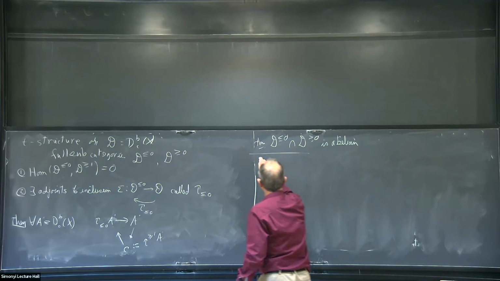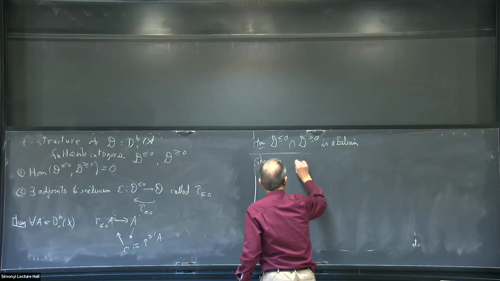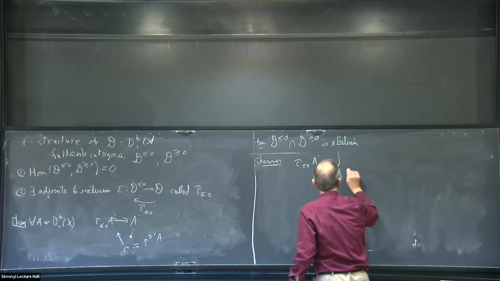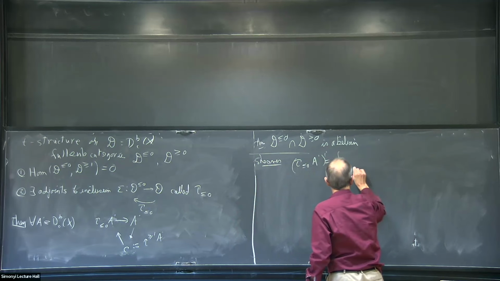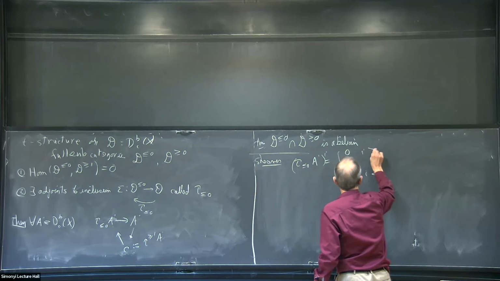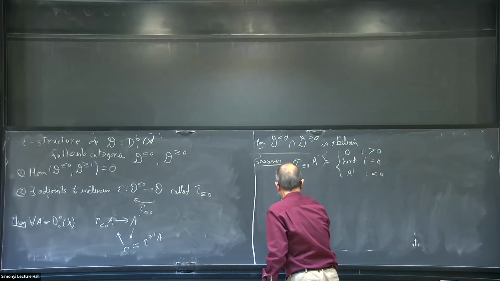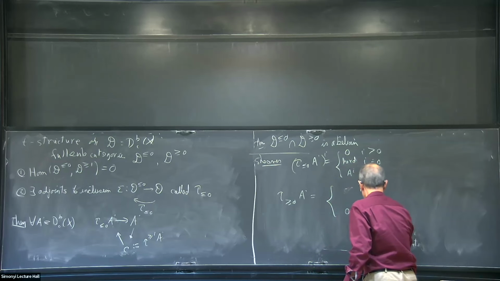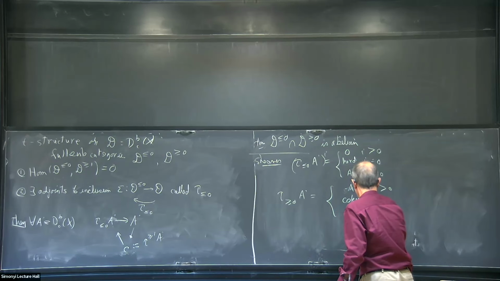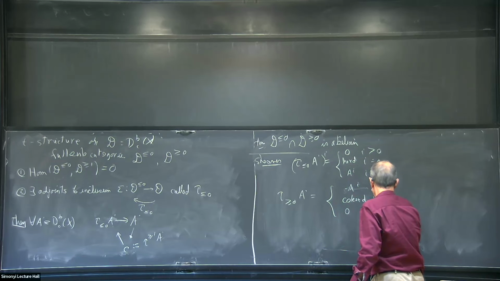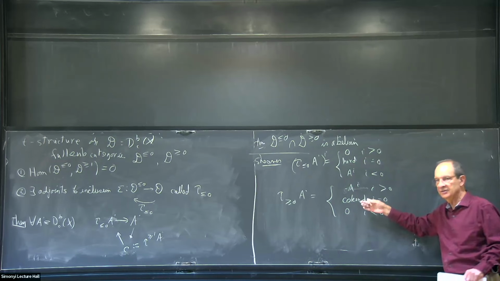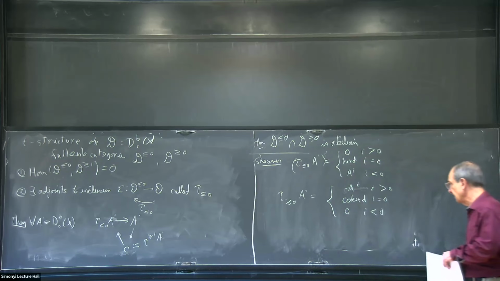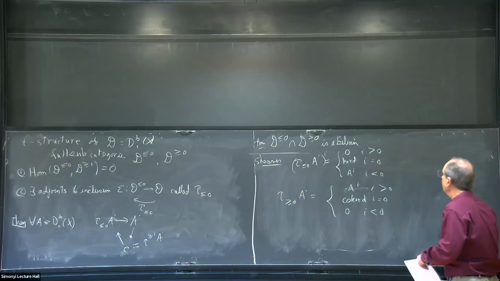So for example, for sheaves, ordinary sheaves, tau less than or equal to zero of A dot, A in degree i, is A^i if i is less than or equal to zero, and zero if i is greater than zero, except that in degree zero it is the kernel of d. Tau greater than zero of A dot is zero if i is less than zero, A^i if i is greater than zero, and the cokernel of d if i equals zero. This is the d that moves into degree zero.